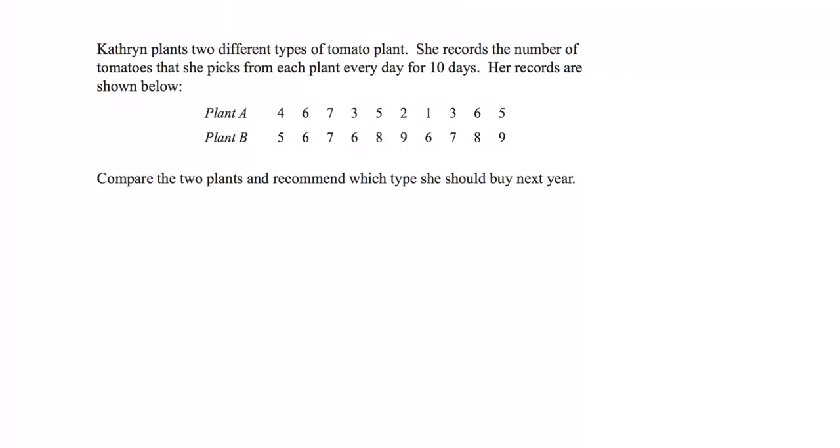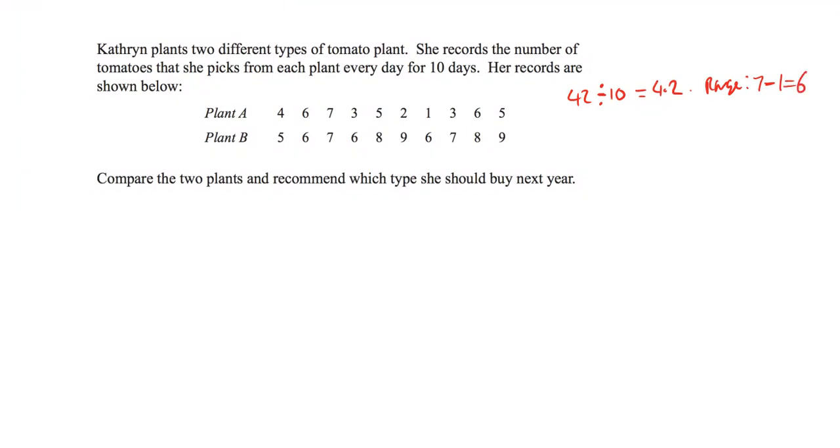Okay, so if I was going to find an average, I think I would use the mean in this case. So if I add up all of those tomatoes picked for plant A, I get 42. So to find the mean, I've got to do 42 divided by 10 because there's 10 days, and that comes out at 4.2. Now, the range here, well, the biggest number that I can see is a 7, and the smallest number is a 1. So 7 take away 1 is 6.